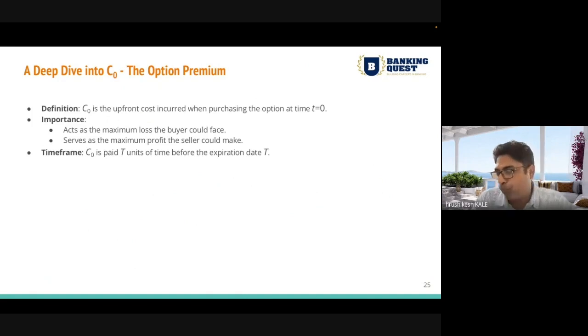Now, the premium of the options is an upfront cost, meaning it is the cost which is incurred while purchasing the option itself. But the benefit to the long party comes at the time of expiry.